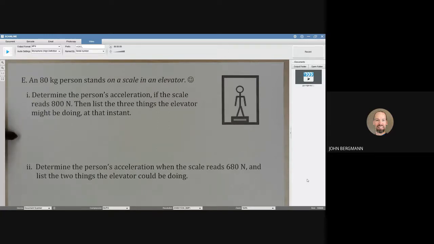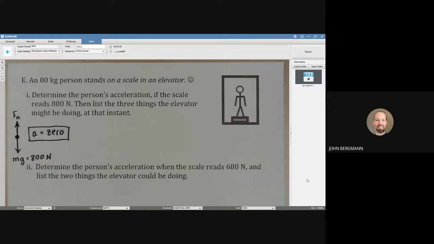If we were to draw a free body diagram of this, there's the person, and that person has a weight mg, and then the scale is the normal force that holds the person up. Well, what's mg? mg is 800 because g is 10, so that's 800 newtons. And if the normal force is also 800, then the acceleration is 0 meters per second squared.